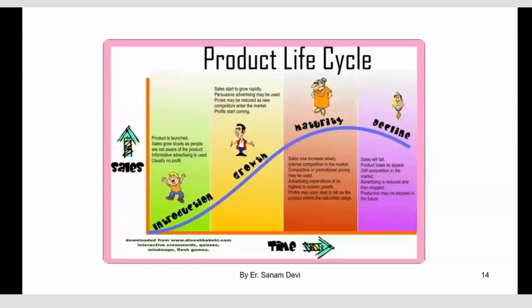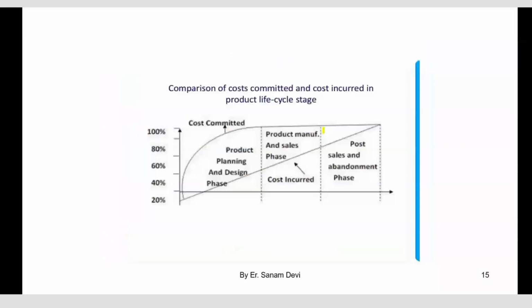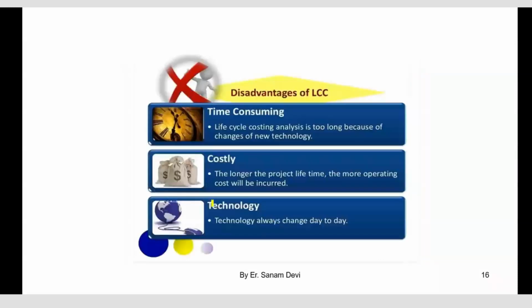That's the thing. Your sales versus time. This is a comparison of cost committed and cost incurred including the life cycle. In the first step, this one is cost incurred, this is cost committed. Product planning and design phase, product manufacturing and sales phase, post sales and abandonment phase. Cost incurred, cost committed phase. Disadvantage of life cycle costing.